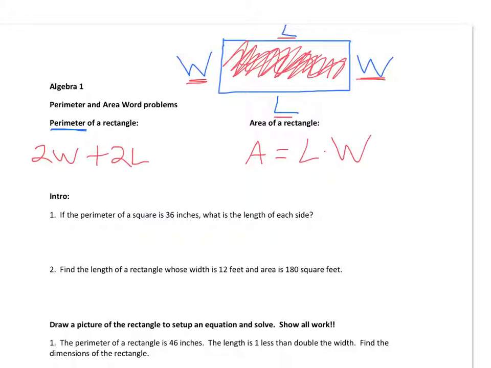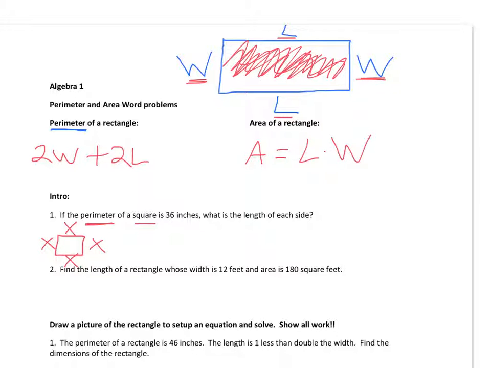For number one, we're dealing with a perimeter of a square that is 36 inches. What is the length of each side? Probably can get that right away using mental math. If not, it's always good to draw a picture. So a square, all four sides are equal. So since all four sides are equal, instead of saying L and W, they're all the same, the length and the width. So I'm just going to say these are all X.